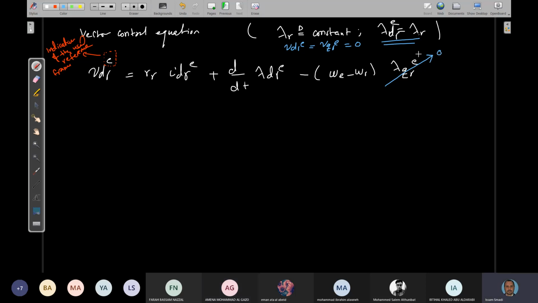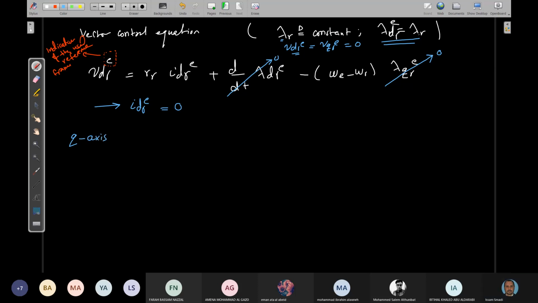Equal to 0, correct? Yes. And due to my assumption that lambda R is constant, if I differentiate a constant, this will equal to what? 0. So this will also equal to 0. Now, due to my assumption of short circuit or squirrel cage, VDR is equal to what? 0. So simply from here, I can conclude IDRE will equal to what? 0. Correct? Yeah.